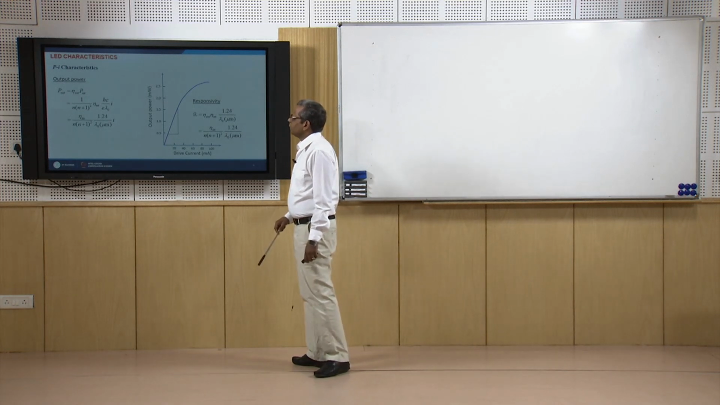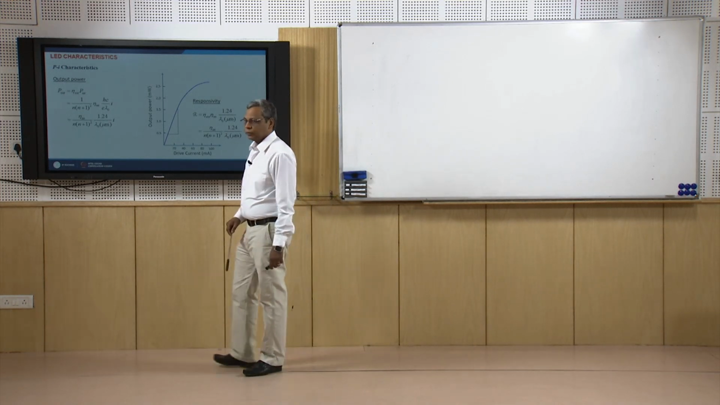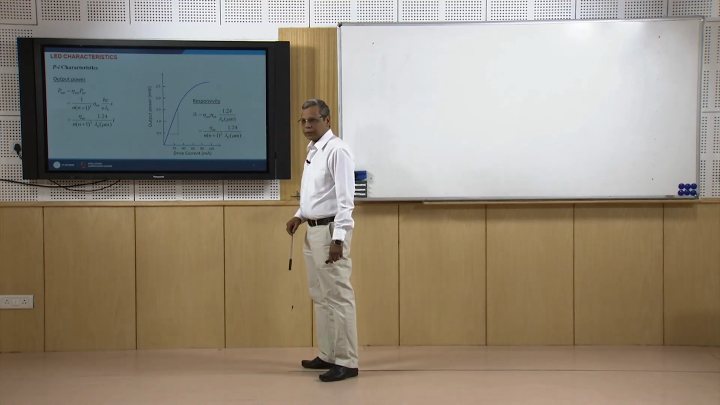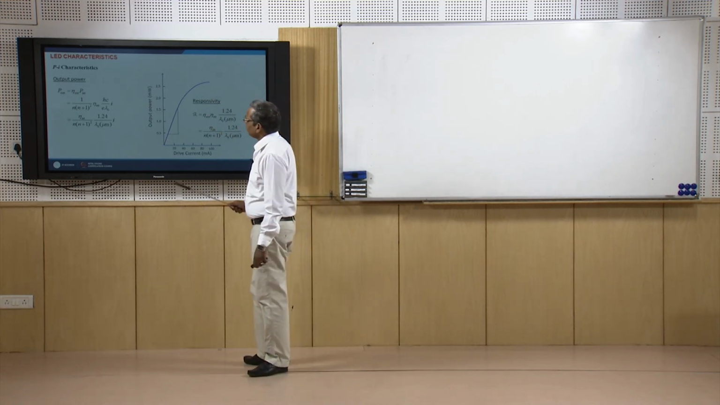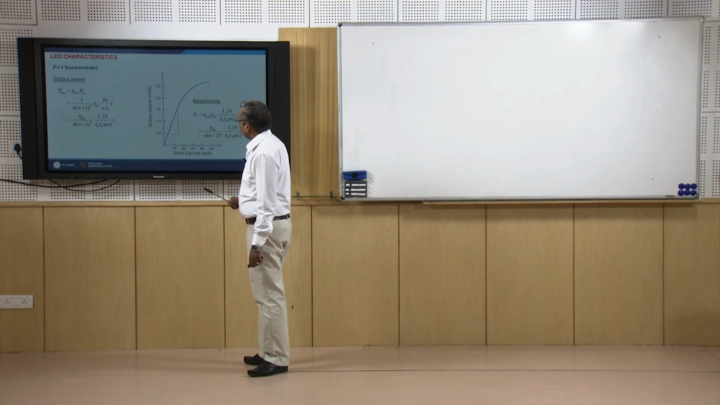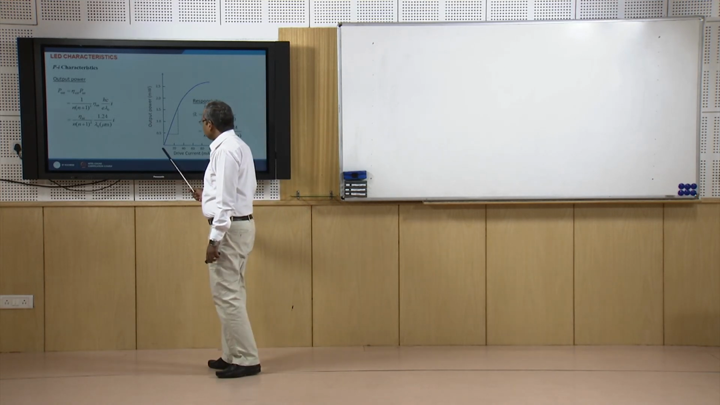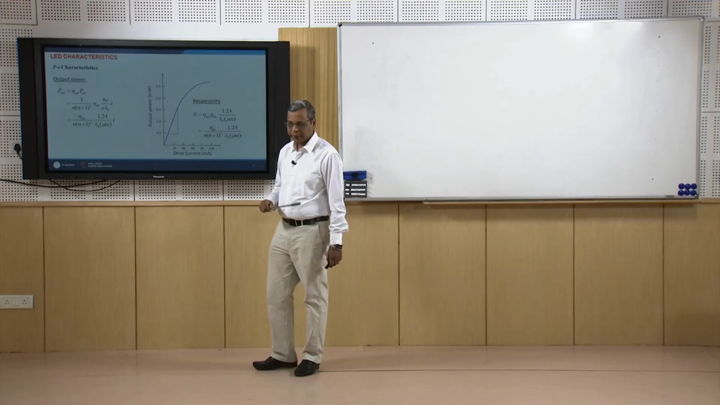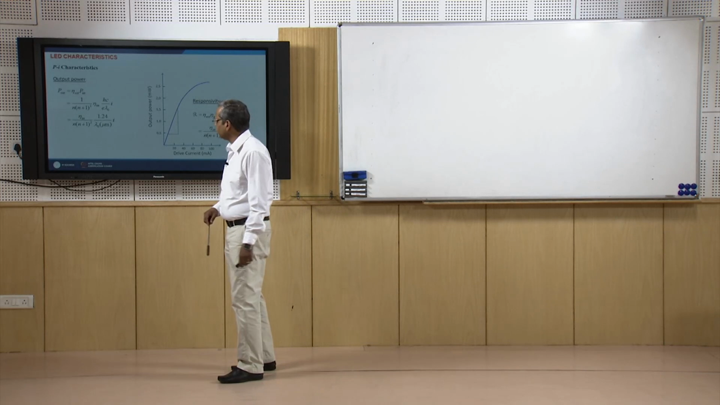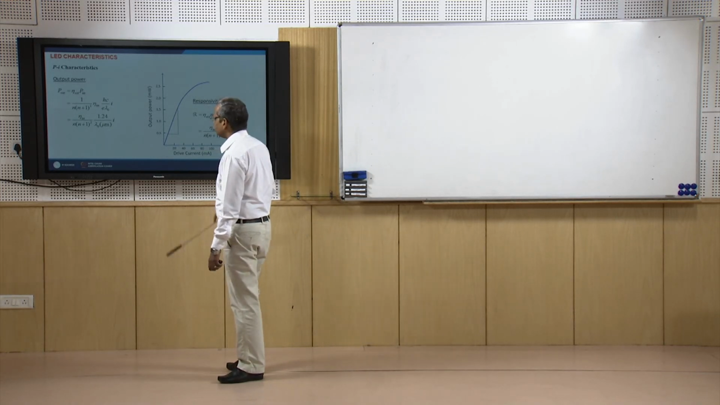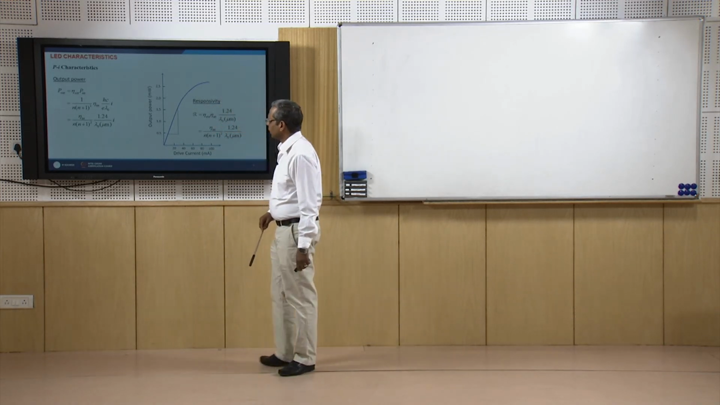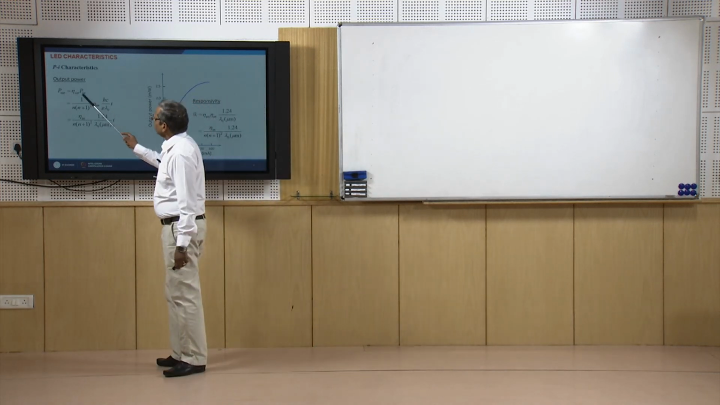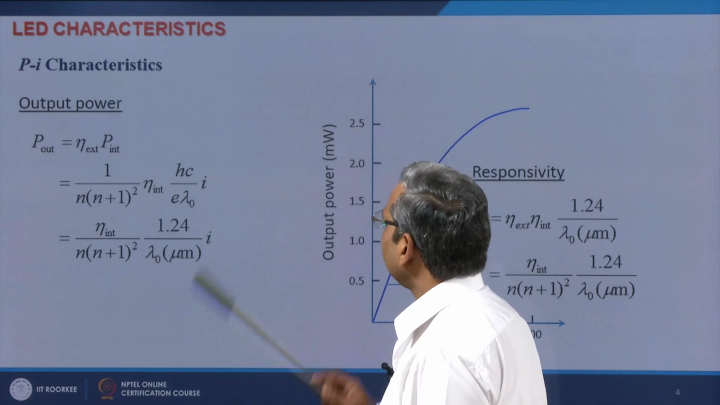Let us look at some other characteristics of a light emitting diode, and an important one is the PI characteristic. What it is that if you supply some drive current I, a forward bias current I, to an LED, then how much power would be generated? So, to calculate that, what is the output power?